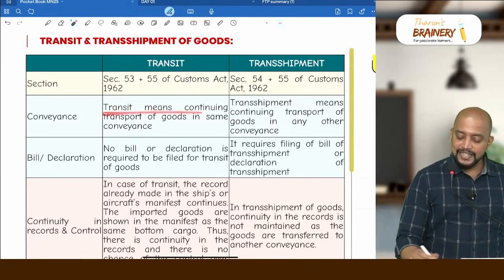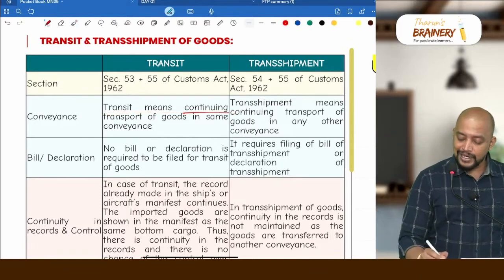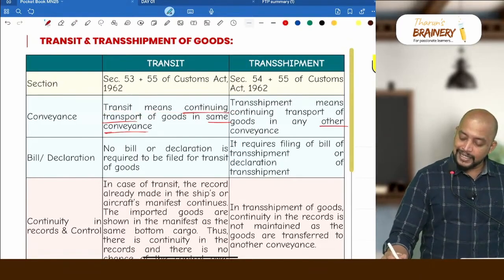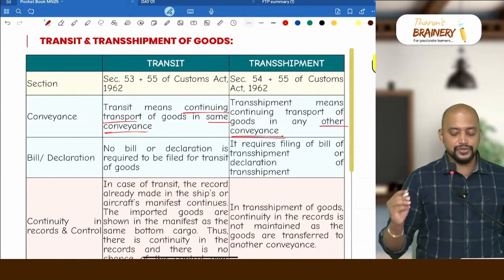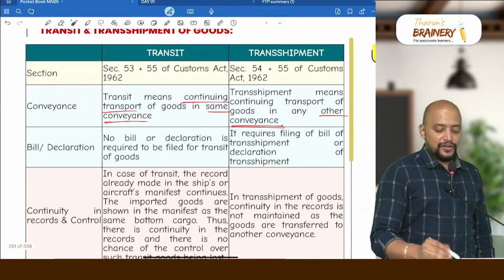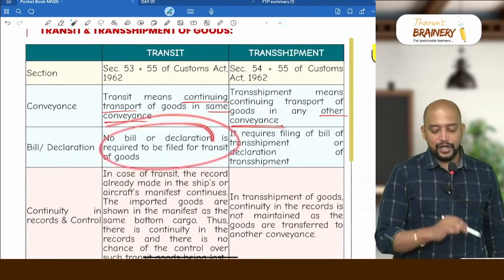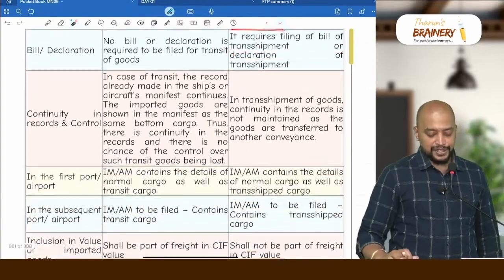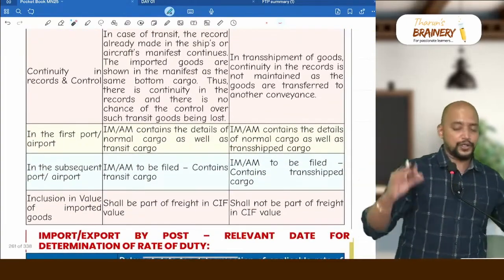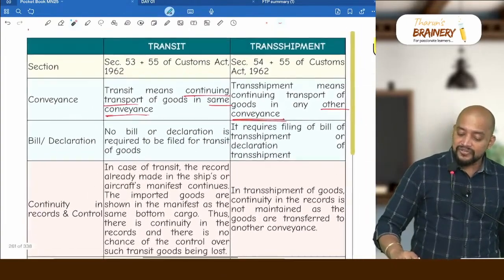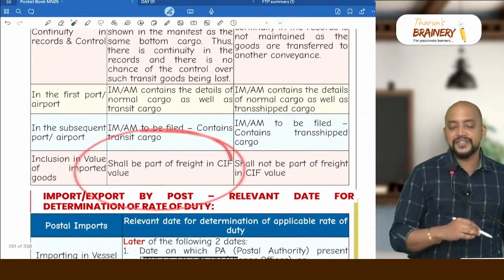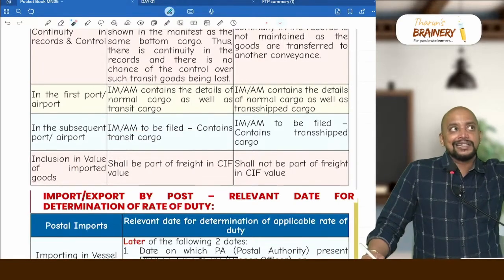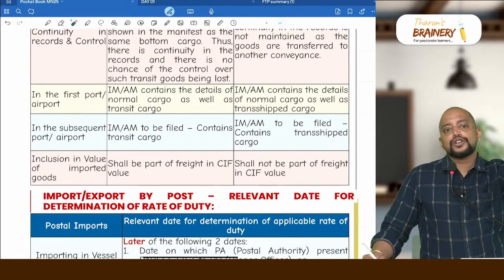You can see here, transit means continuing transport in the same conveyance, whereas in case of transshipment, another conveyance will come into the picture. And in case of transit, a bill of transit or declaration of transit is not required because it is the same conveyance, but here a bill of transshipment or declaration of transshipment is required. One of the very important points in this is that transit freight and insurance is part of CIF, means while bringing the goods, say Surat port we have imported first, and thereafter the same ship is coming from Surat port to Chennai port.